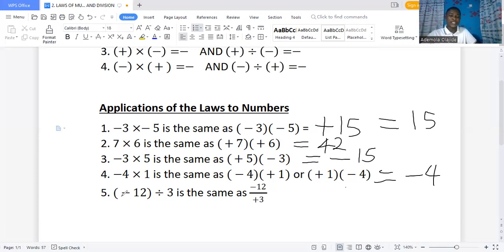And here, if you look at this, minus 12 divided by plus 3. So you first do minus divided by plus, it is minus. When two different signs multiply or divide, it is minus. So 12 divided by 3 is 4. That means minus 12 divided by 3 is the same way, whether you have it as 12 divided by minus 3, plus divided by minus is still minus, which will still give us minus 4.